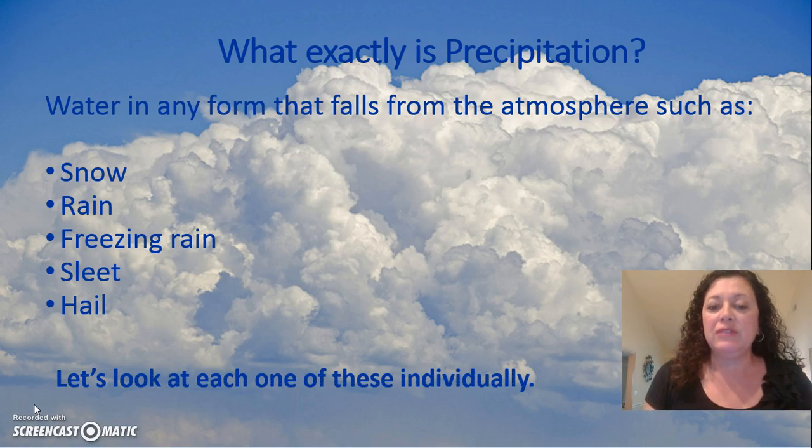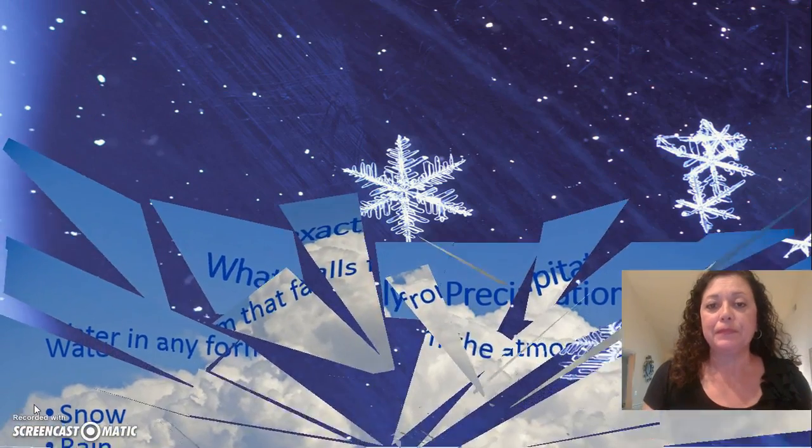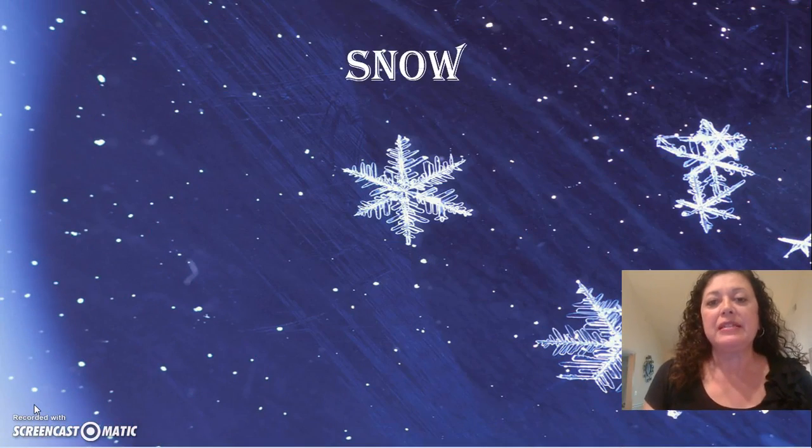So we're going to look at each of these individually and learn how they're formed, because each one of those is formed in a different way, and it's quite interesting actually to learn the difference between sleet and hail and rain and freezing rain. So the first thing we'll discuss is snow.